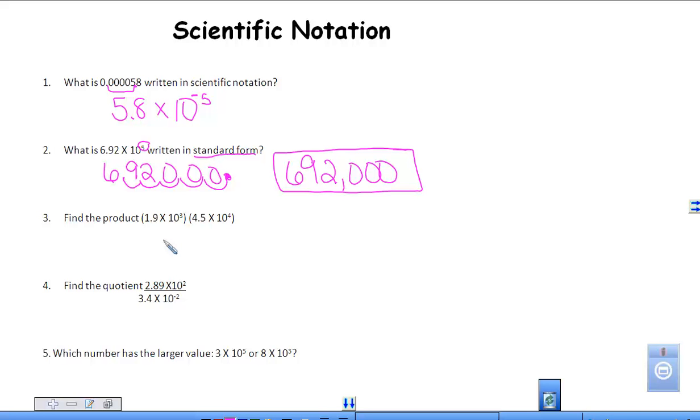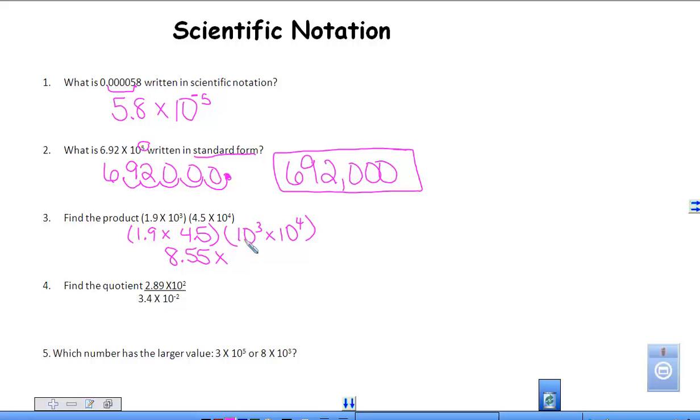Number 3 is asking me to find the product. And after I find the product, I need to make sure the answer is in scientific notation. So to do this, I can regroup my like terms. So I can rewrite this as 1.9 times 4.5 times 10 to the third times 10 to the fourth. So when I multiply 1.9 times 4.5, that gives me 8.55.